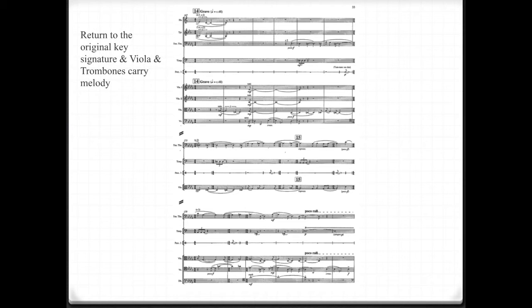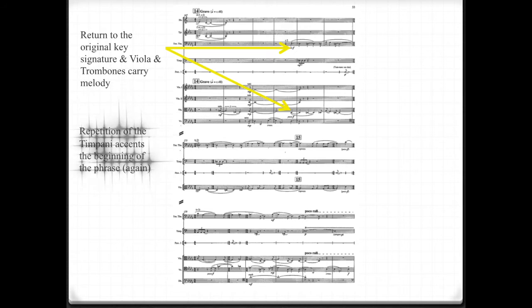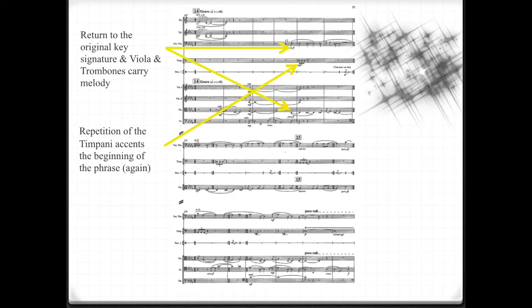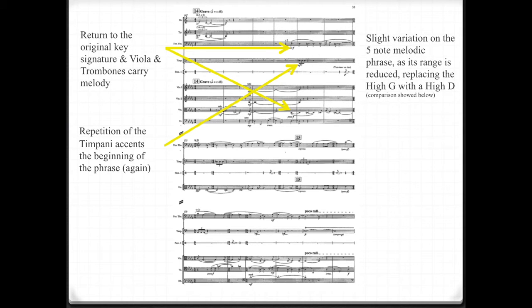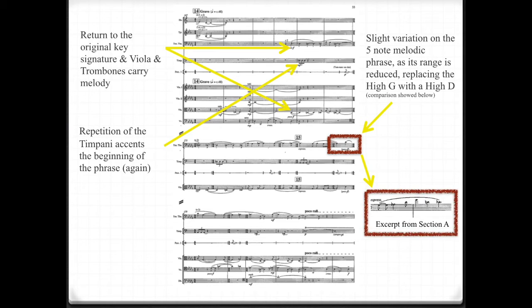There's a return to the original key signature, and the viola and trombone carry the melody, as shown here. There is repetition of the timpani accents at the beginning of the phrases, again. There's a slight variation on the 5-note melodic phrase, as its range is reduced, and it replaces the high G with a high D. And here is the comparison. That's the excerpt from section A, so you can see that there's a difference in the contour.